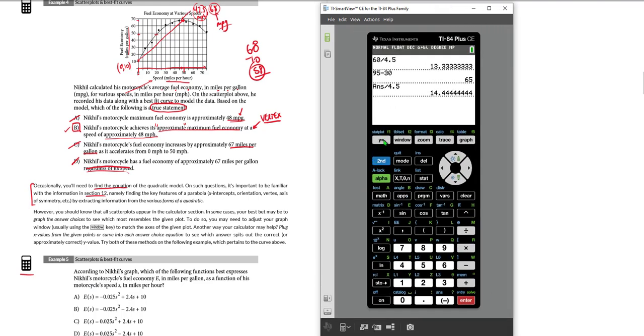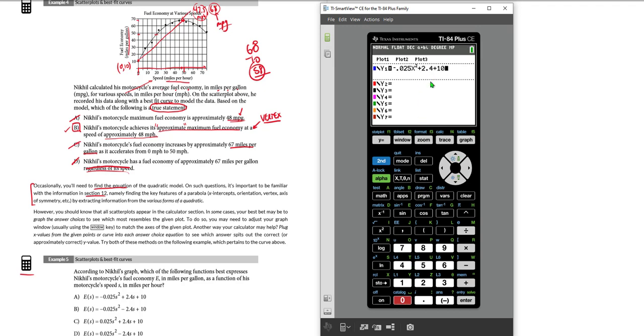So we're going to go into y equals. We're going to clear out whatever we have in there. We are going to put in answer choice A, which is negative 0.025, making sure you're using the negative and not the minus, and then instead of s, I'm just going to use x, and we've got to square that, plus 2.4 plus 10. Okay, so that is answer choice A.